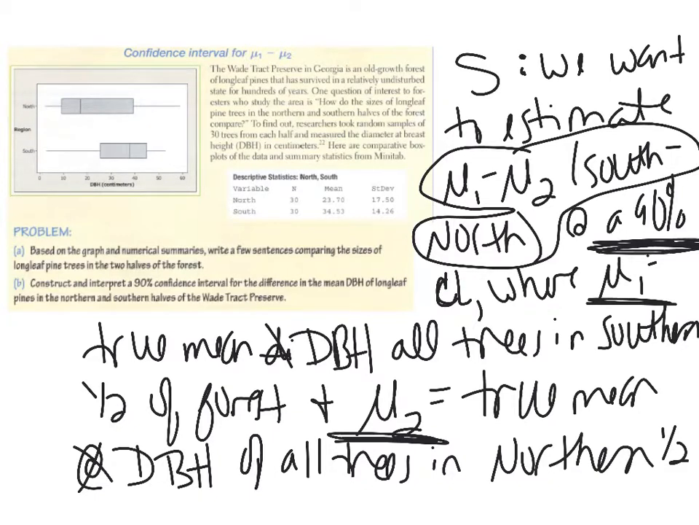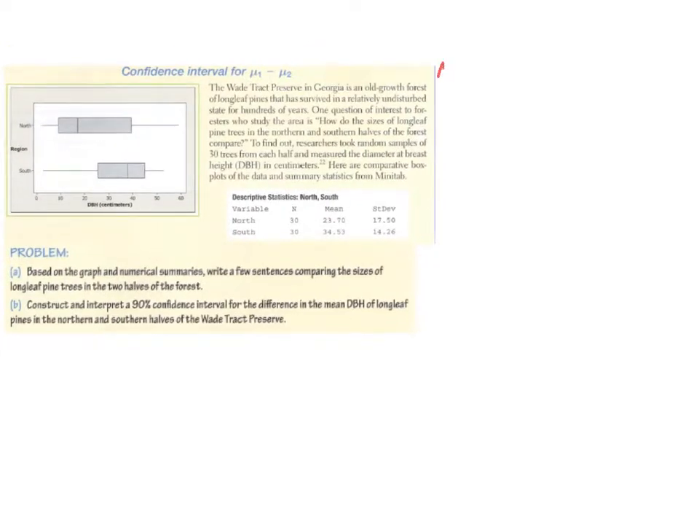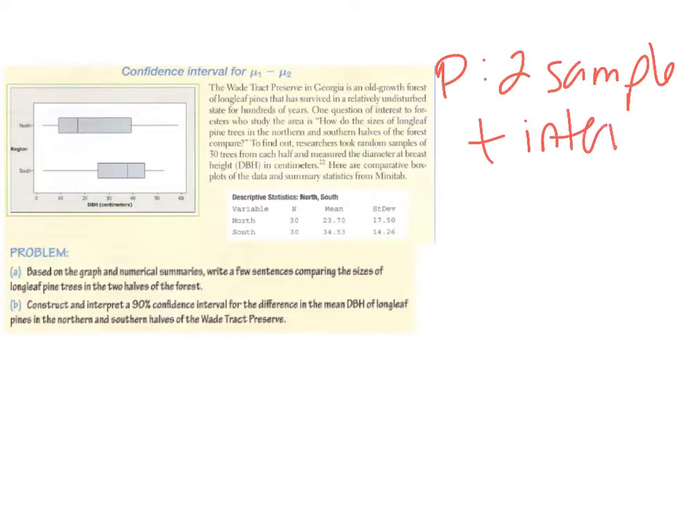Okay, part 2 is the planning stage. In the planning stage here, I need to state what method of inference I'm going to use. So I'm going to use a 2 sample t interval if those conditions are met. And so I need to go through and check all my conditions here.